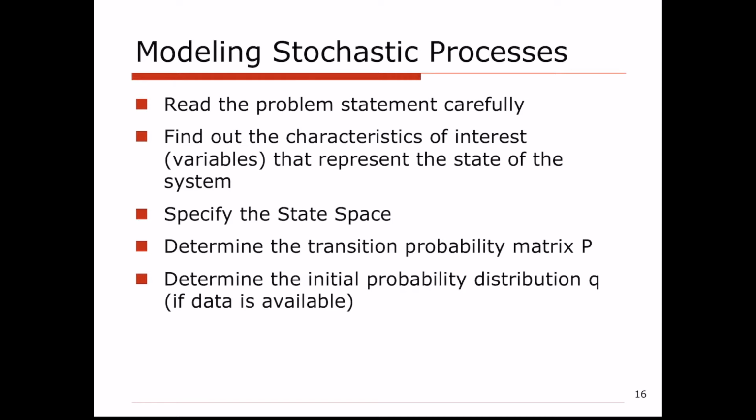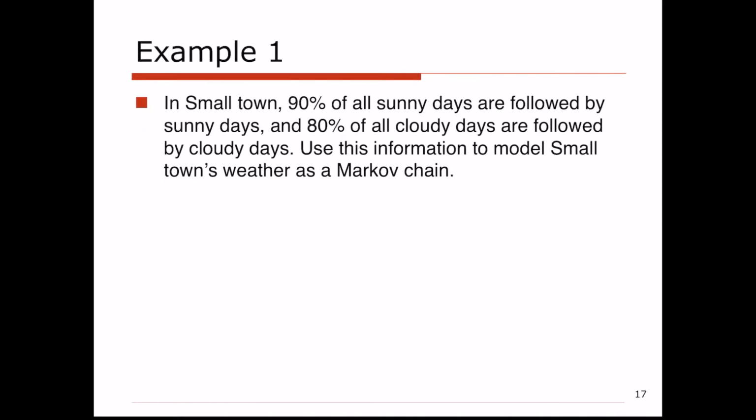Okay, in the previous video, we talked about all these steps and what they mean. And now we're going to go through a couple of examples so that you get a better sense of how these steps are used. In the first example, we are looking at a town and the weather condition of the town. 90% of all sunny days are followed by sunny days, and 80% of all cloudy days are followed by cloudy days. We want to use this information to be able to model the weather condition in this system as a Markov chain. So obviously, the first step, read the problem carefully.